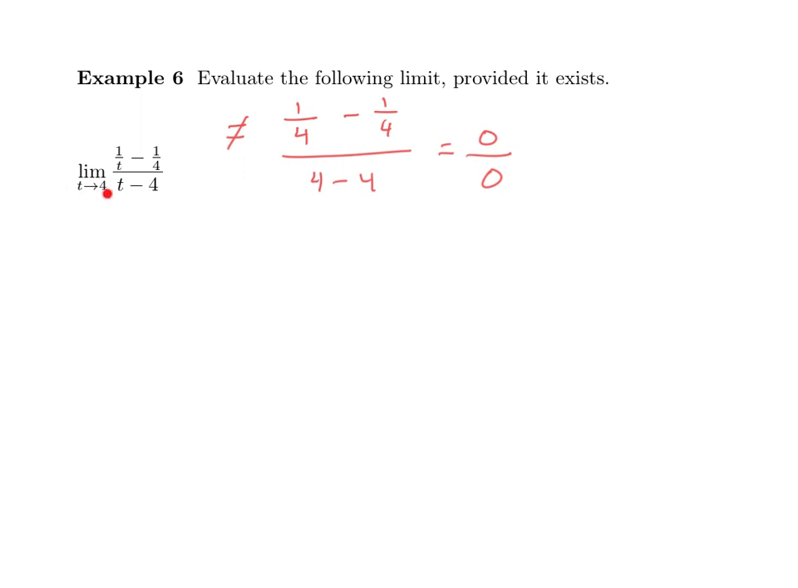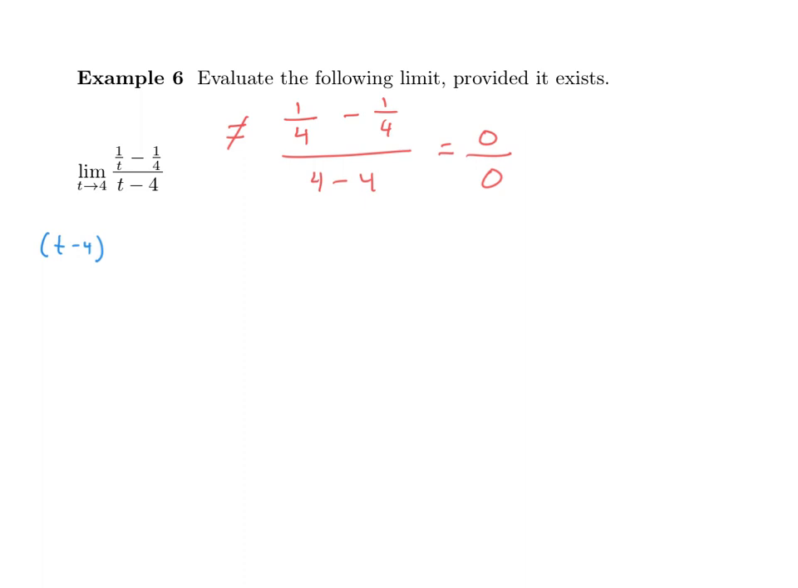I see that I'm approaching 4, so I'm kind of thinking ahead that, oh, well, I want to at some point cancel the factor t minus 4. Like, I want that to go away. The t minus 4 is why we get a 0 here, because if you put 4 in place of t, you get 0. So how do we simplify this expression in a helpful way?